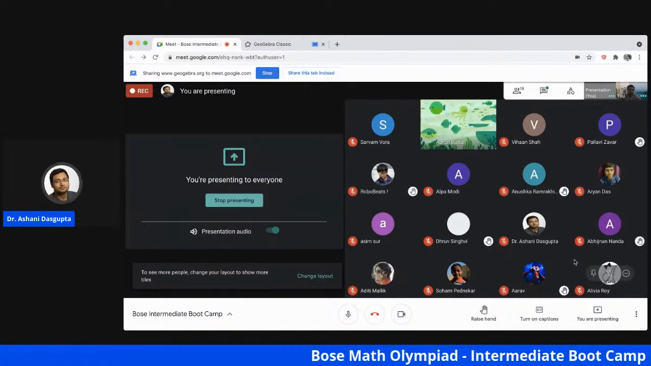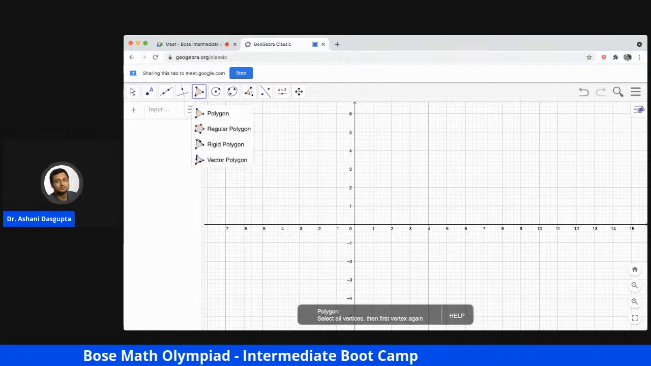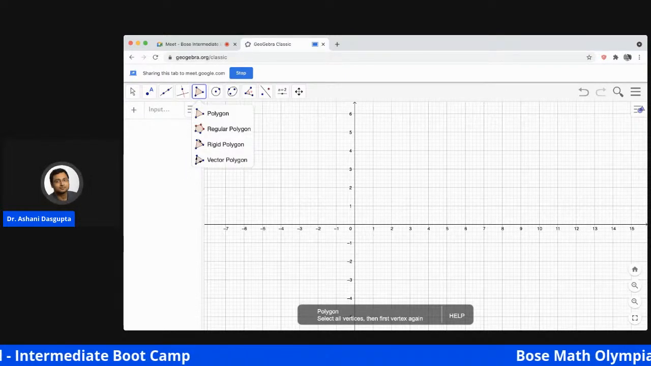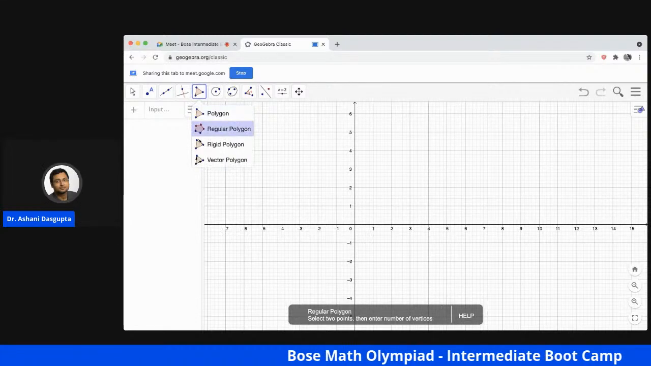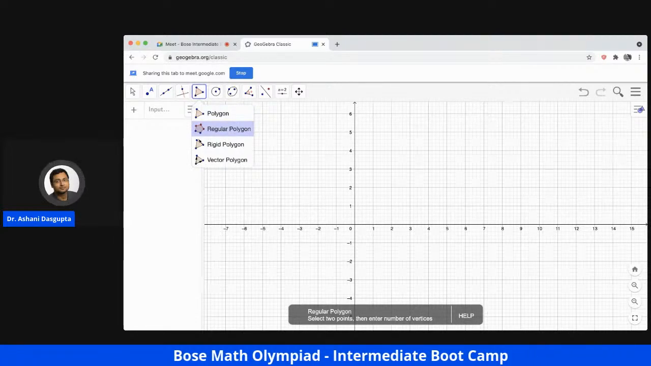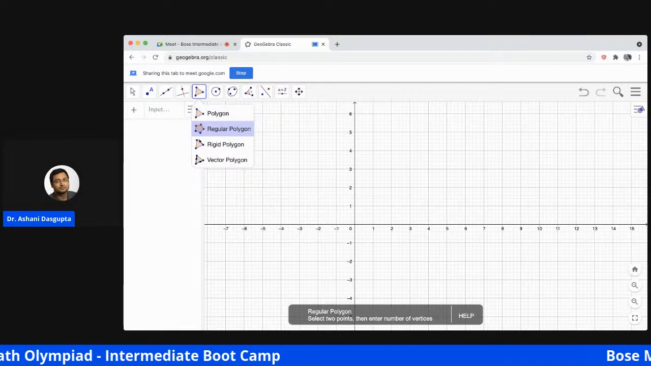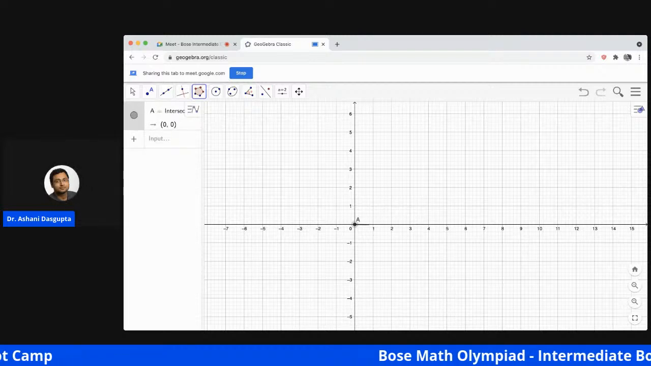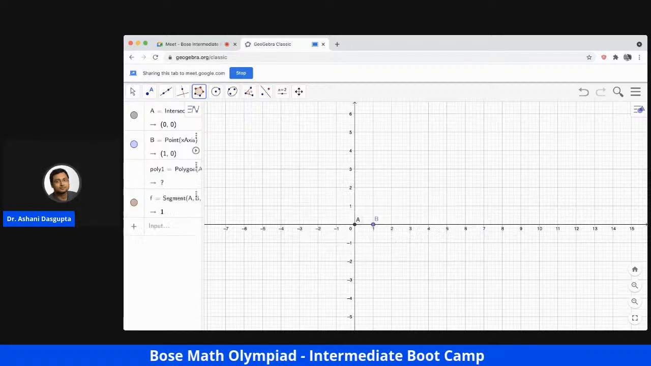Okay. So we start with a very simple step. We take the Polygon tool. Can all of you see my board? You should be able to see it. Yes, sir. Yes, we are able to see it. Use the regular Polygon tool. Instead of the Polygon tool, use the regular Polygon tool. Okay. So click on the first point and the second point, and the number of vertices is 4.